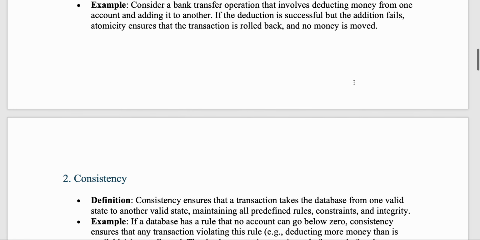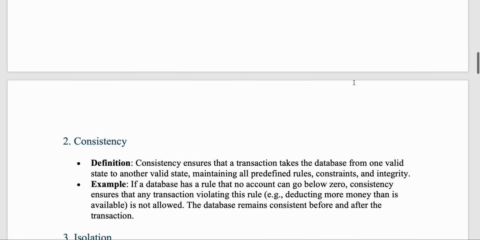Now the next one is consistency. Consistency ensures that a transaction takes the database from one valid state to another valid state, maintaining all predefined rules, constraints, and integrity. Again we will see an example. If a database has a rule that no account can go below zero, it will always maintain that consistency. Suppose in your savings account your money is zero, then you can't do the transactions.